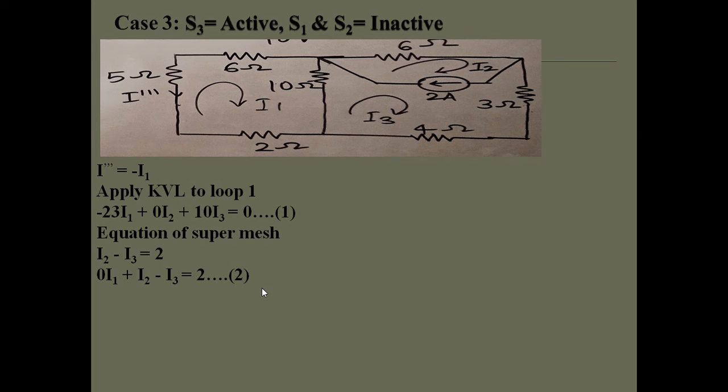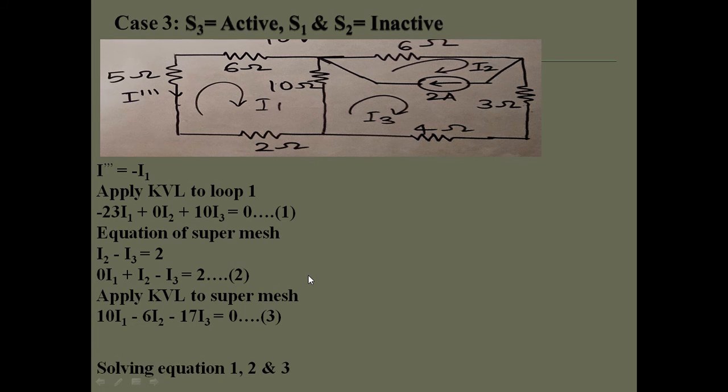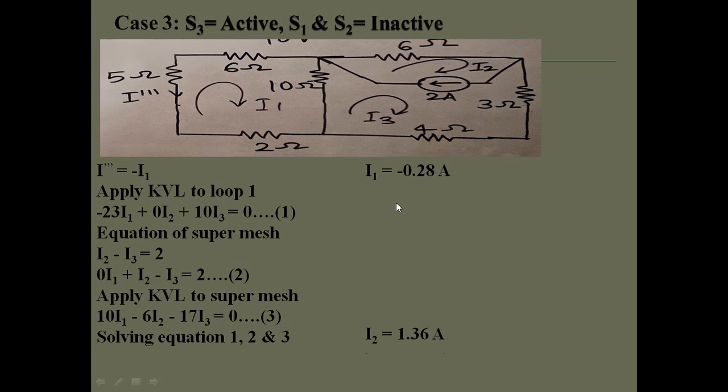After that we will apply KVL to super mesh by neglecting this branch. So we are going to apply KVL to this loop. So when we apply KVL to super mesh, our equation will be 10 I1 minus 6 I2 minus 17 I3 is equal to 0. After getting three equations, we'll solve them simultaneously to find the value of I1, I2 and I3. So I1 is minus 0.28, I2 is 1.36 and I3 is minus 0.64.